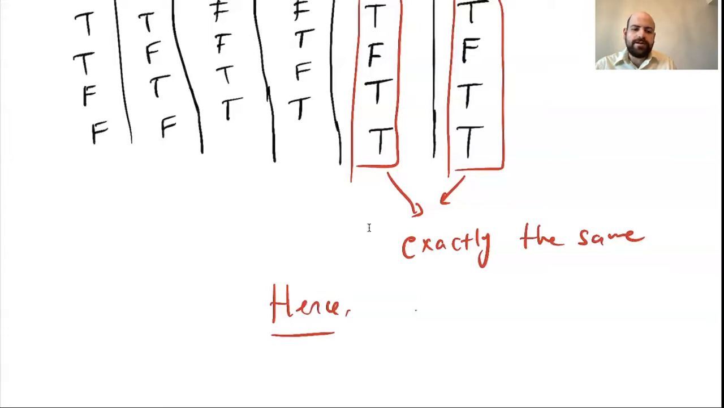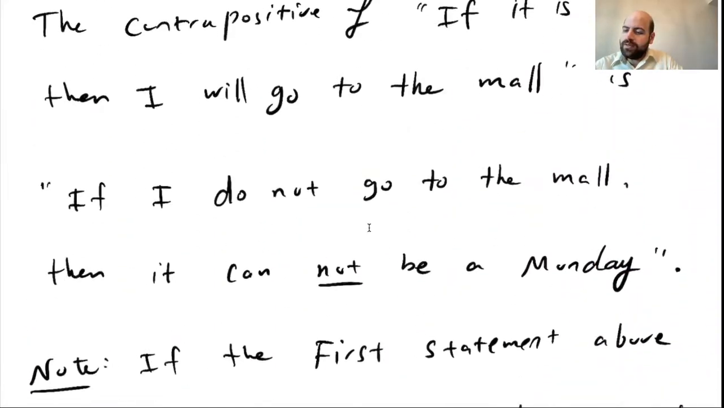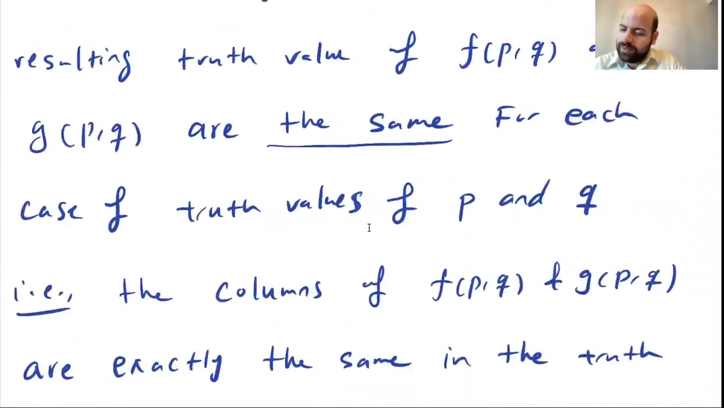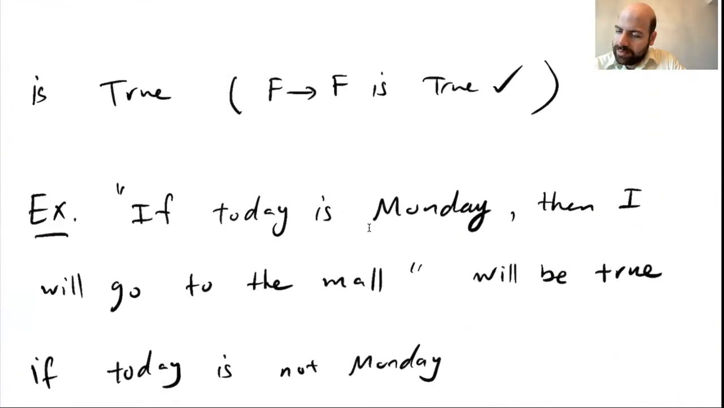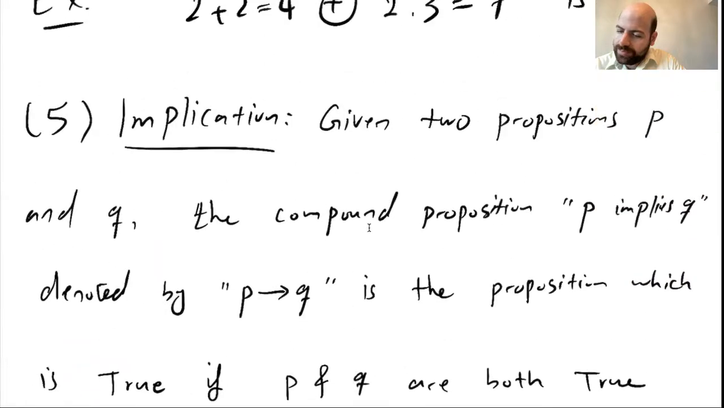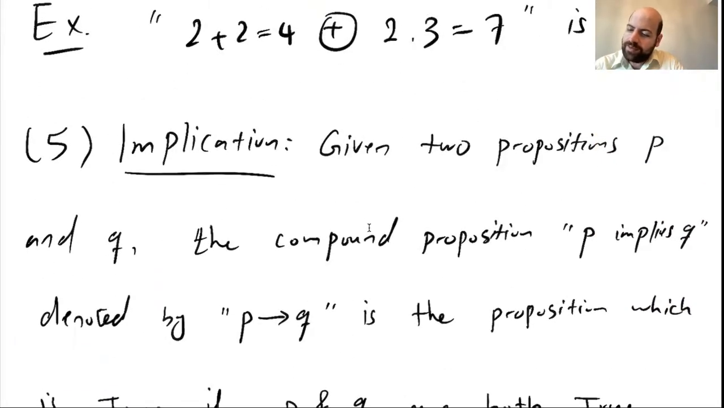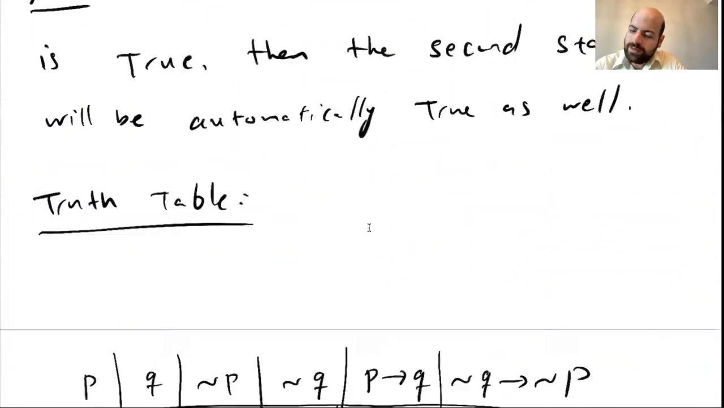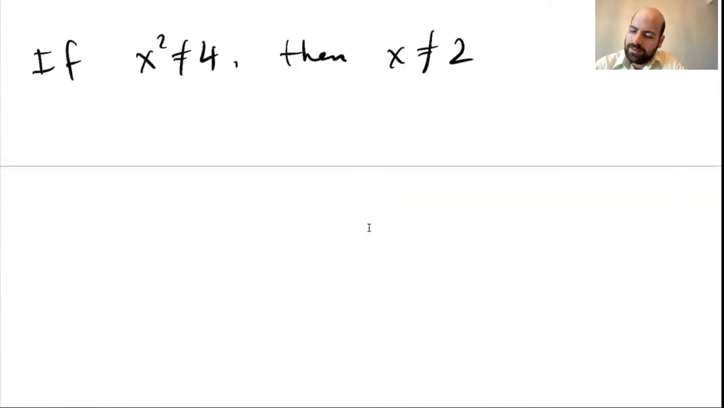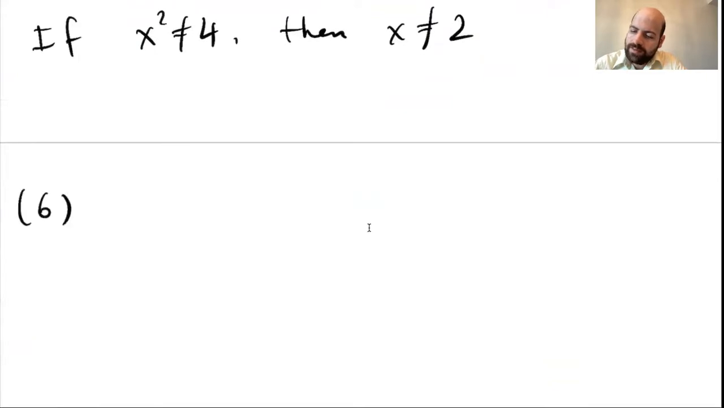So another operator that we want to cover is the biconditional operator. So we were covering the operators. This was 5, implication. Now let's look at 6, which is the biconditional operator.